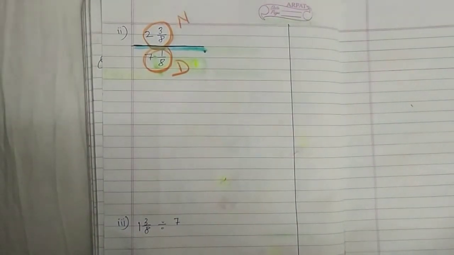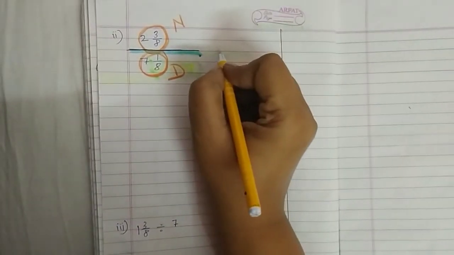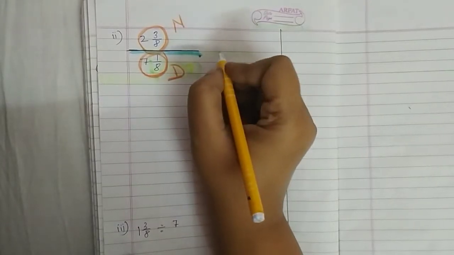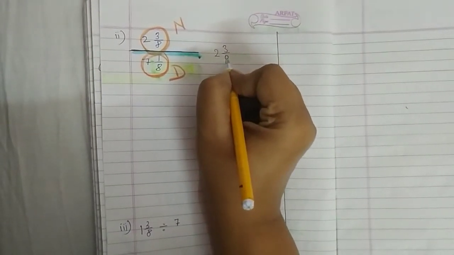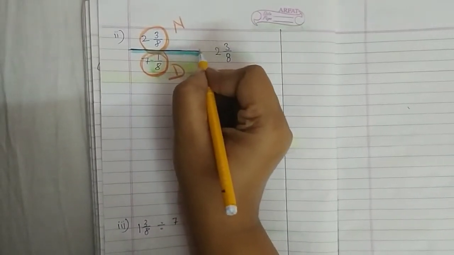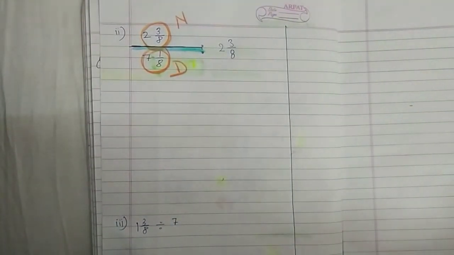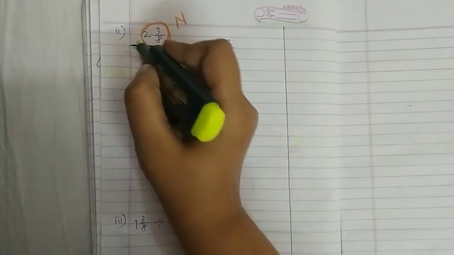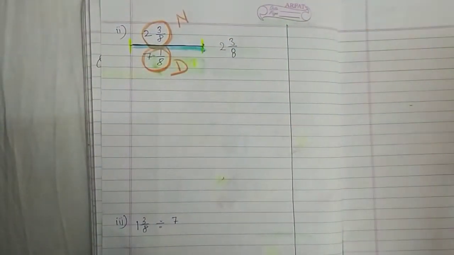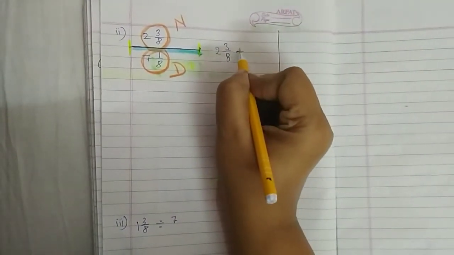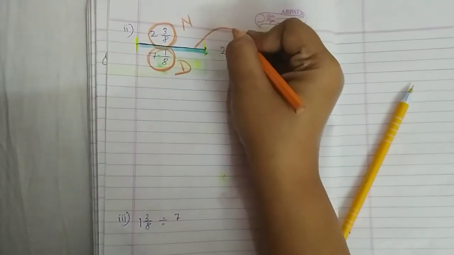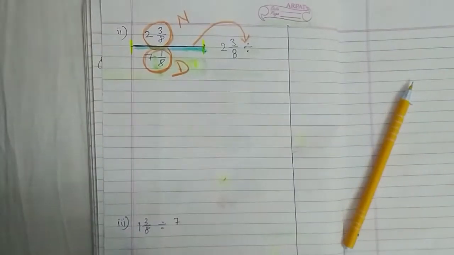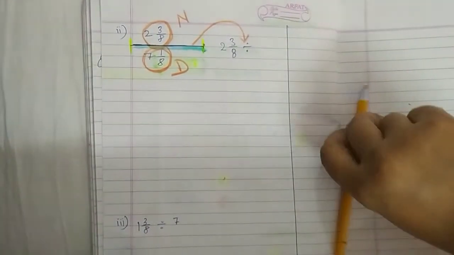So we can write this statement like this also. 2 whole 3 upon 8. This division bar, children, I am repeating again, I am talking about this division bar. This division bar changes into a division sign. This division bar is basically this sign, division sign.